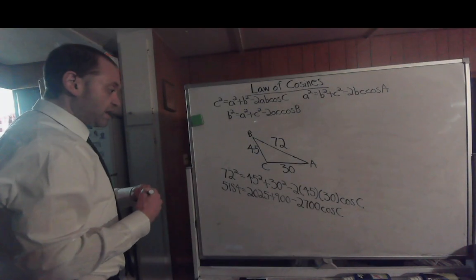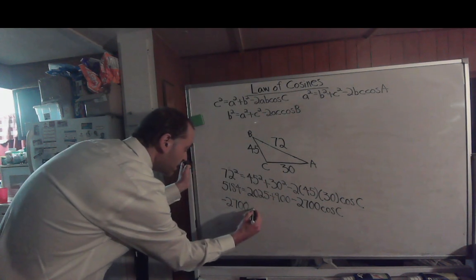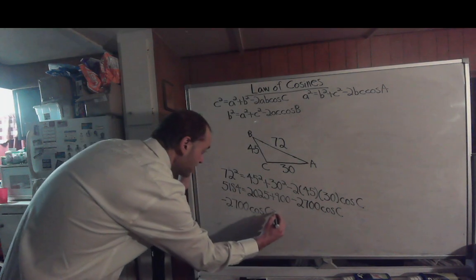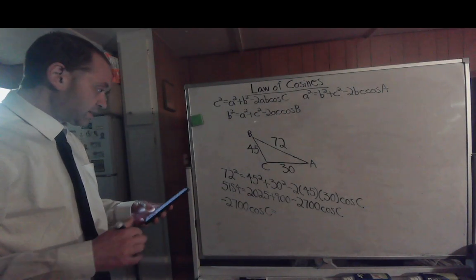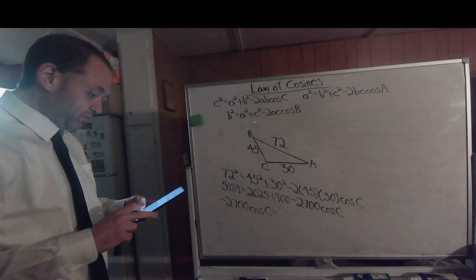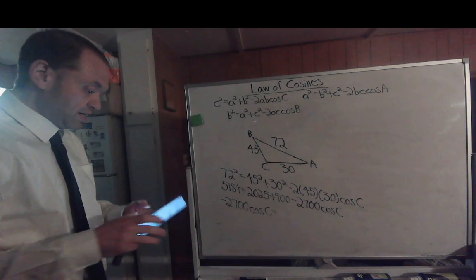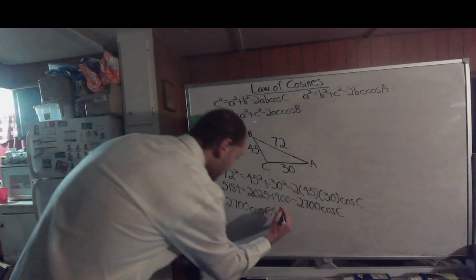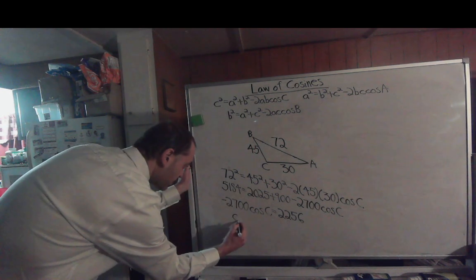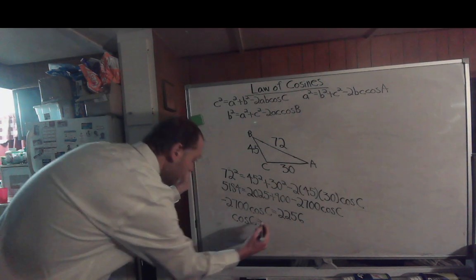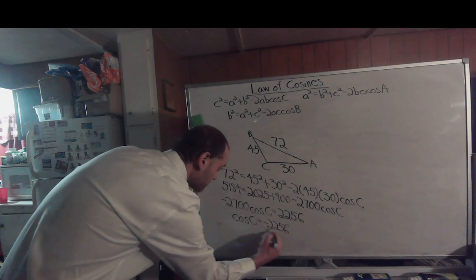So now let's just figure out the difference of all this. So that would mean negative 2700 cosine of C is equal to the difference of everything else. So 5184 minus 2025 minus another 900 gives you 2,256. So that actually means then that the cosine of C itself equals negative 2,256 all over 2,700.